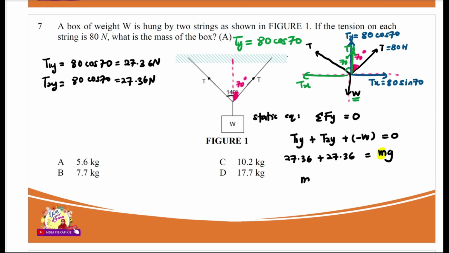Finally we can find m, where m is equal to 54.72 bahagi dengan g 9.81. So the answer m is equal to 5.6 kg. Okay, so this is the answer. So the answer is A.